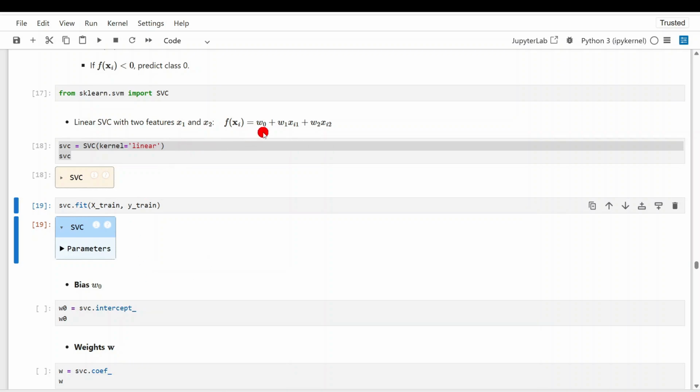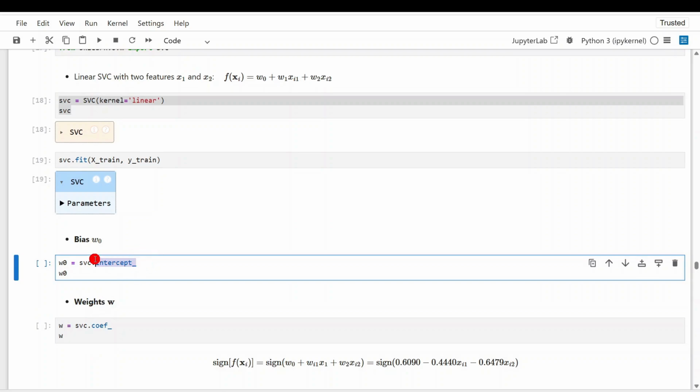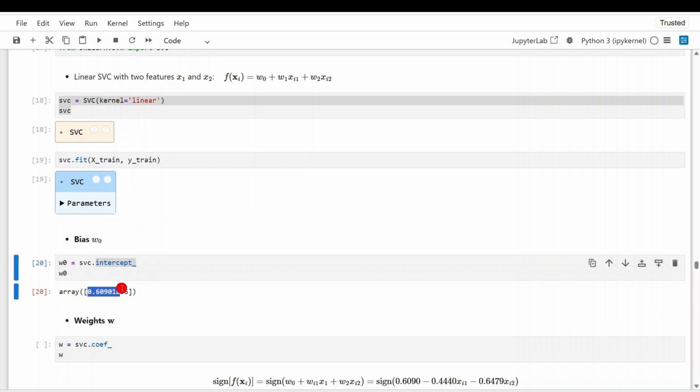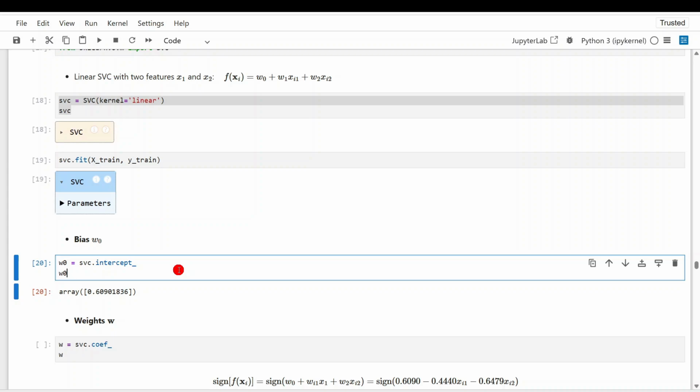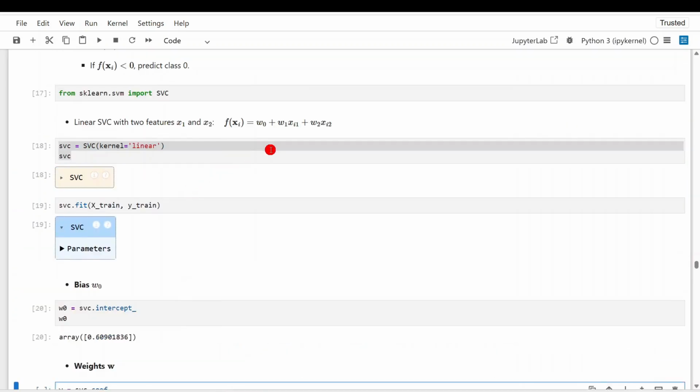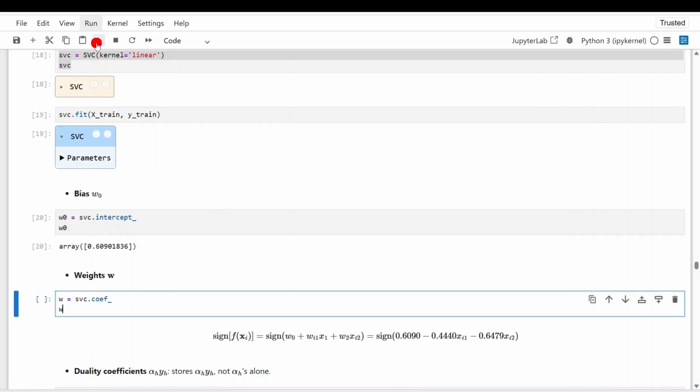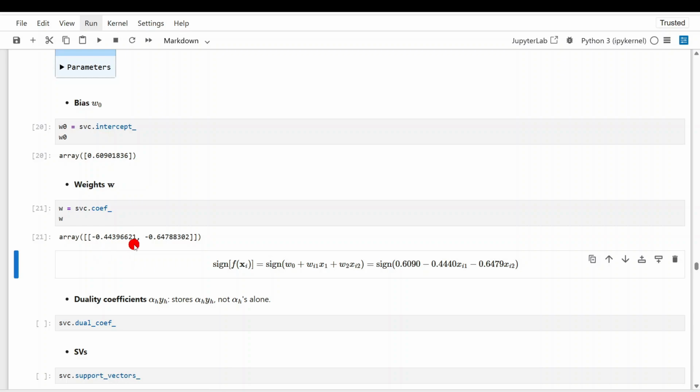Let's get the bias or intercept term of this linear support vector classifier. We need to call the attribute intercept, like calling the intercept in the linear regression and logistic regression models. If I run it now, the bias term for the linear support vector classifier is 0.609, and the weights associated with the two covariates are minus 0.44 and minus 0.648. So the decision boundary is this one.